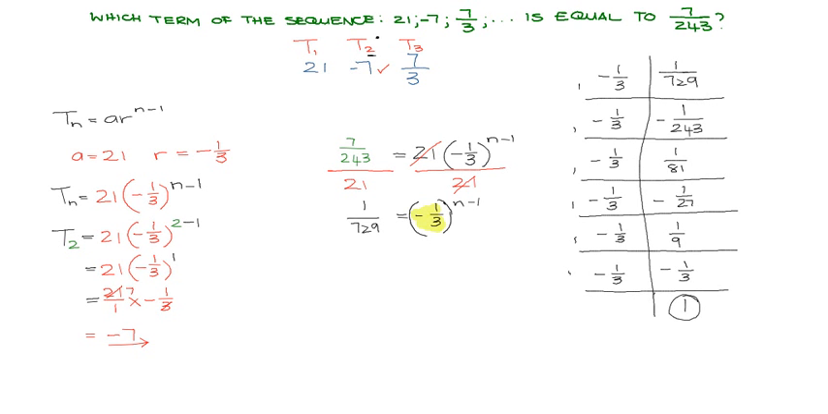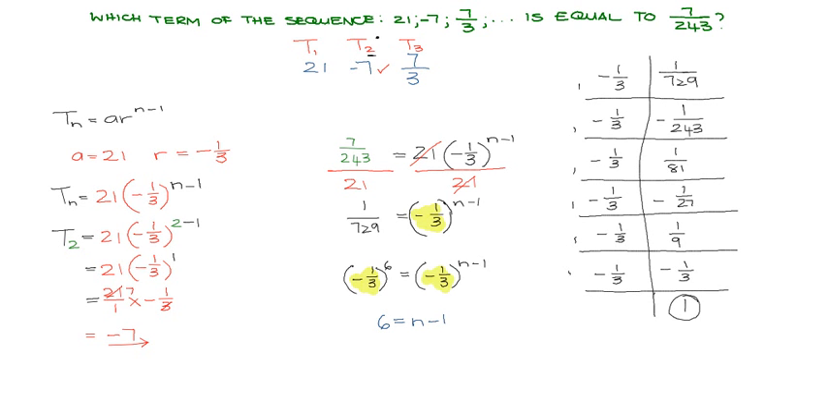So now on the left-hand side of the equation, we can open up brackets, say negative 1/3 to the power of 6 is equal to negative 1/3 to the power of n minus 1. Because our bases are the same, remember these are our bases, they can drop away, and we will just be left with the equation 6 is equal to n minus 1.